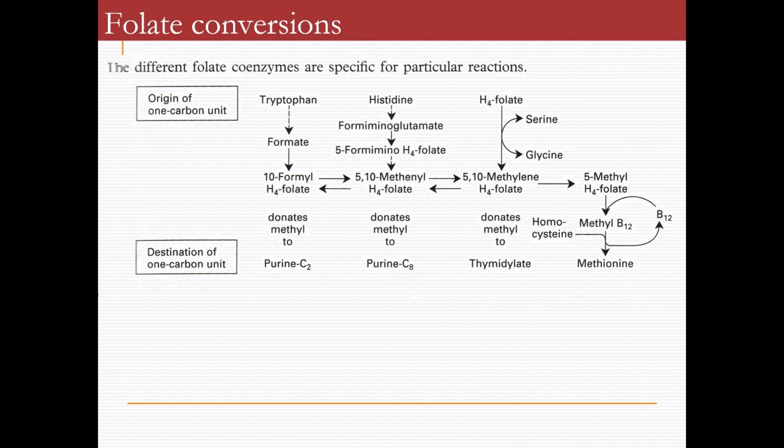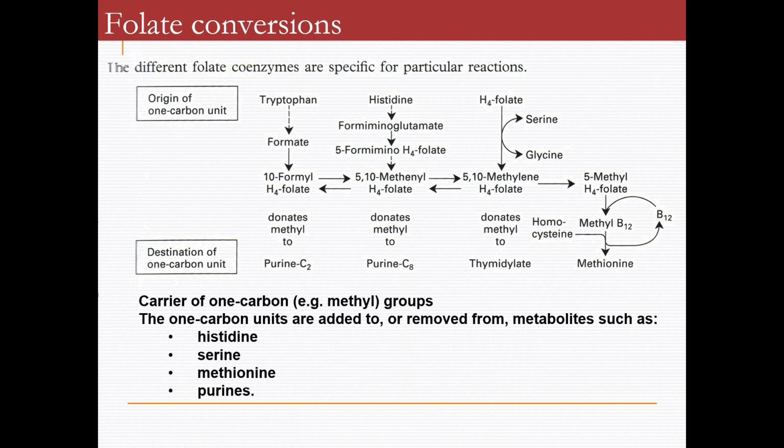So in folate conversion, different folate coenzymes are specific for multiple reactions, like conversion of tryptophan into other methyl donors, purine, and histidine conversion. All these conversions of amino acids into purine and pyrimidine occur with the help of different active forms of folate like N5,N10 methylene tetrahydrofolate, 5-methyl tetrahydrofolate, and N5 methyl tetrahydrofolate. These tetrahydrofolates give their methyl group to different amino acids and form the different purines and pyrimidines.